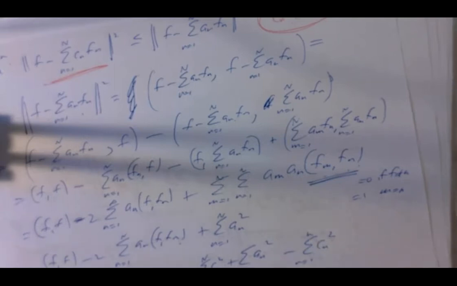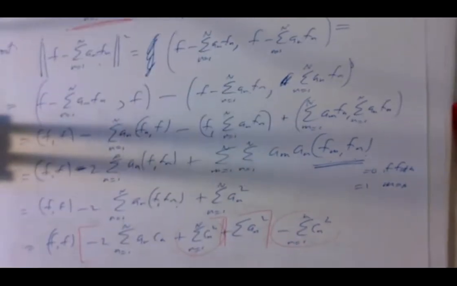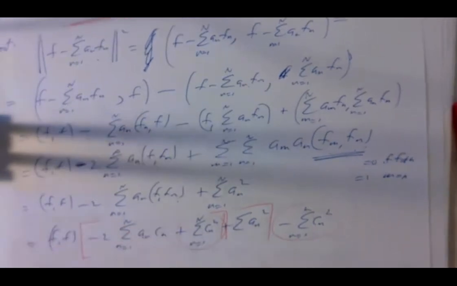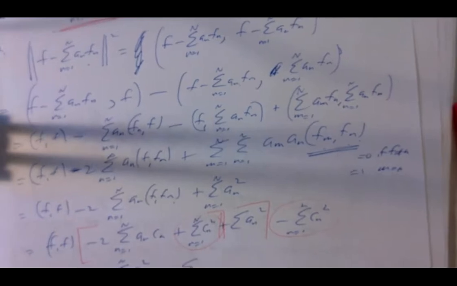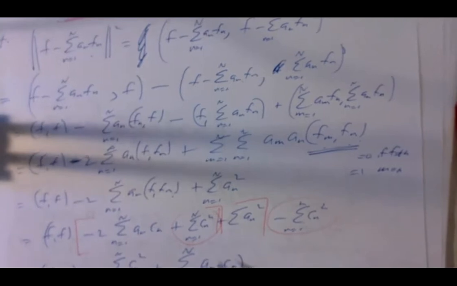Right. That is, I'm just adding 0. But when I do that, this expression is the following. I get the inner product of f with f minus the summation of cn squared, plus the summation n goes from 1 up to n of (an minus cn) squared.